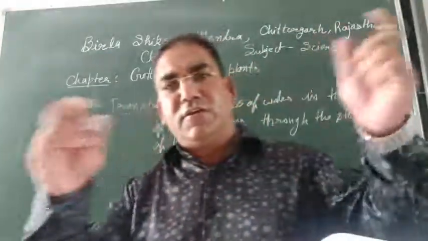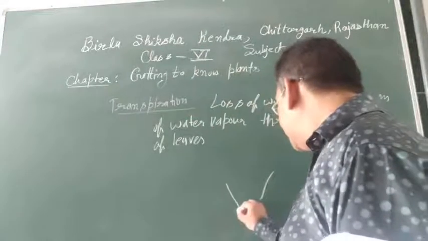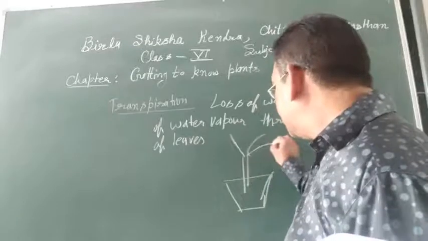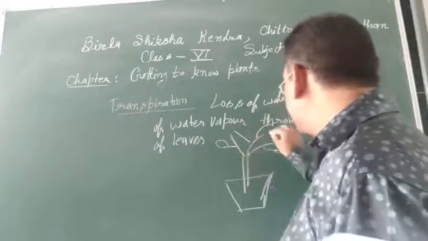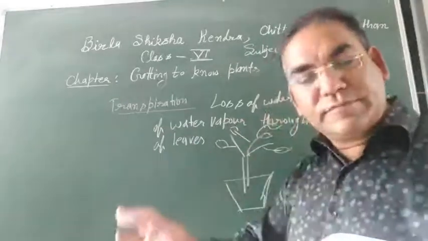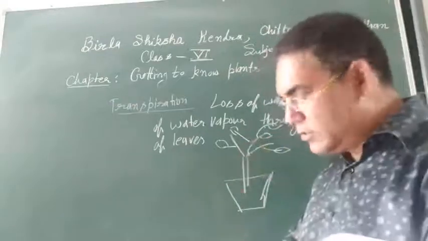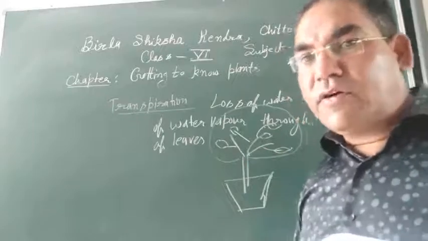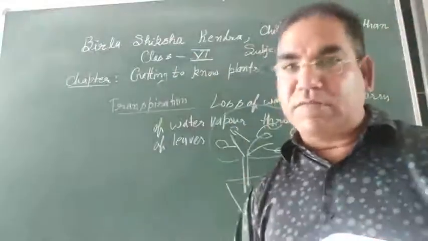Transpiration occurs in all kinds of plants. You can take a potted plant like this. You will take a potted plant, and water it sufficiently, अच्छा सा पानी दे देंगे इसे. Now cover the plant with a polythene. अब इसको एक पॉलीथीन बैग से, पॉली बैग से इसको कवर कर देंगे.